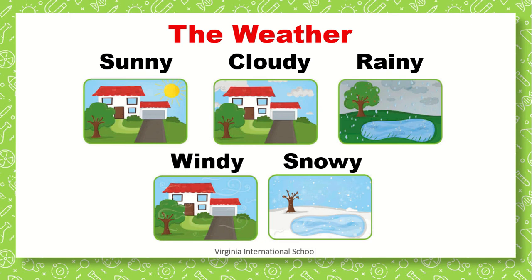The weather can be windy. Windy, what does windy mean? It means that there is too much air and this air is strong. It's called windy. Also, the weather can be called snowy. When it starts to snow, we call the weather snowy.